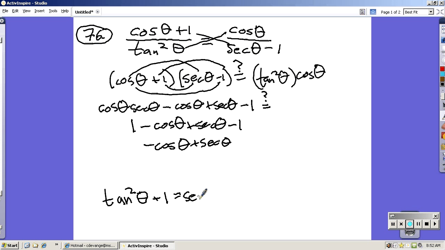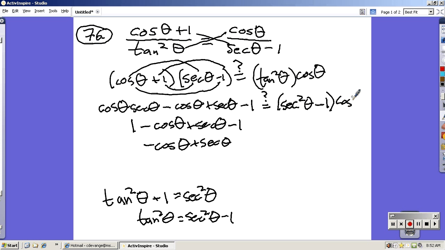Is secant squared. So if I subtract 1 from both sides, tangent squared of whatever is the same as secant squared of that same thing minus 1. So I think I'm going to replace the tangent squared with that secant squared minus 1 right here. And again, the reason I chose this path is because I saw down here I had a cosine and a secant, and so I wanted to bring a secant into this problem. And so there's my cosine theta.